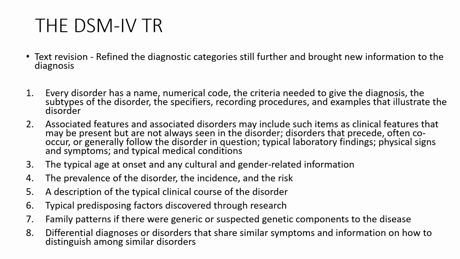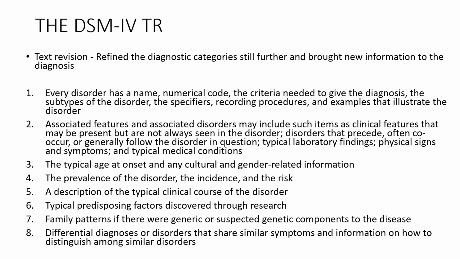The DSM-4 TR, TR stands for text revision. Basically, what happens is that you refine the diagnostic category still further and bring new information to the diagnosis. So basically, the fourth edition is out, but we want to fix a couple of things in there. So then they did the TR version because it's not ready for a whole new book, which is like the fifth one. They revised it, and actually we used the text revision 4 version for a very long time, actually.